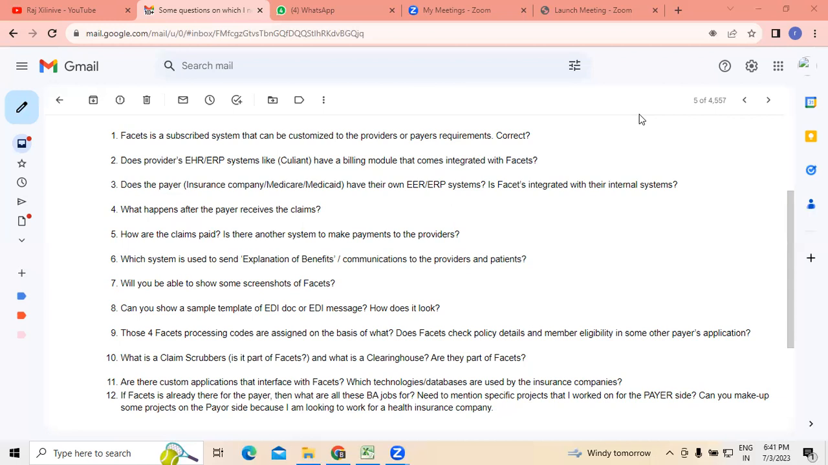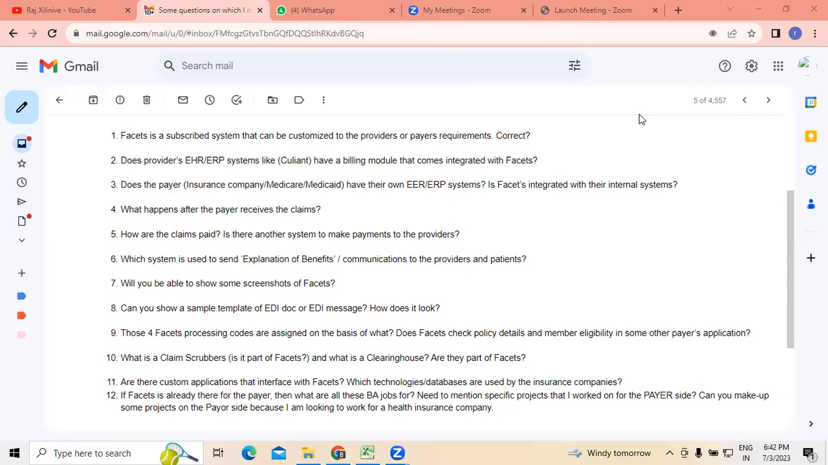The first player is the provider. Provider means the person who is providing healthcare to the patient. So this is point number one. Second, the patient, because whoever is taking the services comes under that category. Next, the payer.